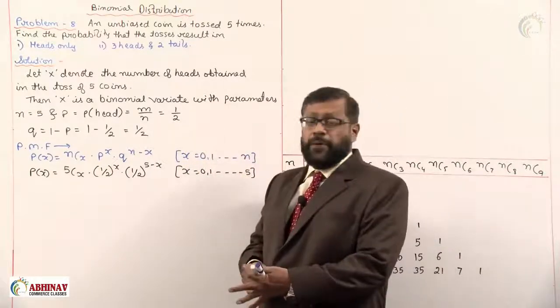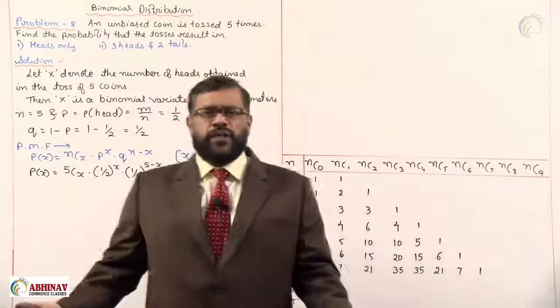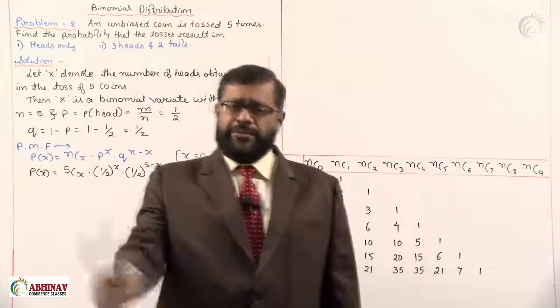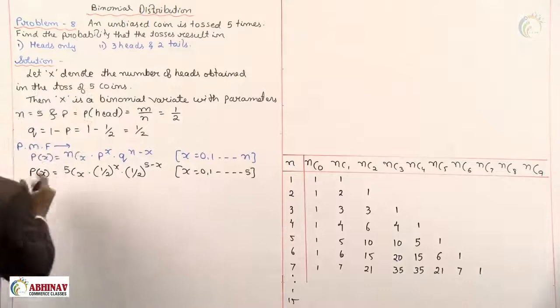Let's see. Number 1, what is asked? Heads only. Heads only means what? When the coin is tossed for 5 times, all are heads. All the times we get head. Let's see number 1.